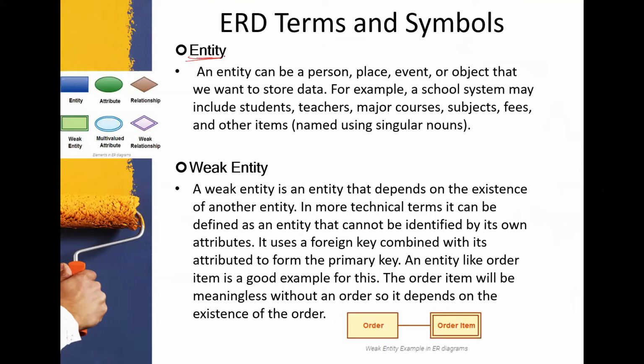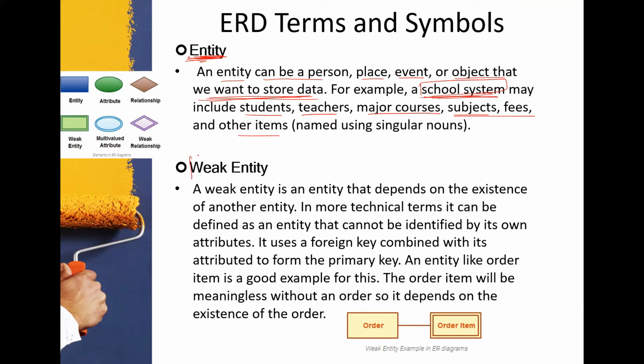I have introduced the entity earlier. When we talk about an entity, it can be many things. It can be a person, place, event or object that we want to store data about, or data that is involved in the system. For example, a school system. The entities involved in a school system must include student, teacher, major, course, subject, fee and other items. All of these use singular nouns.